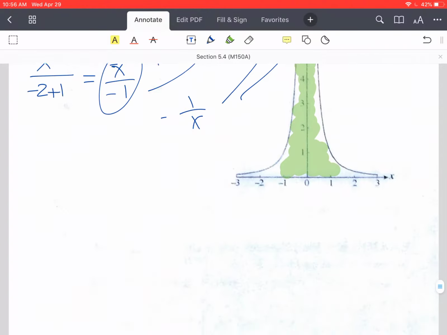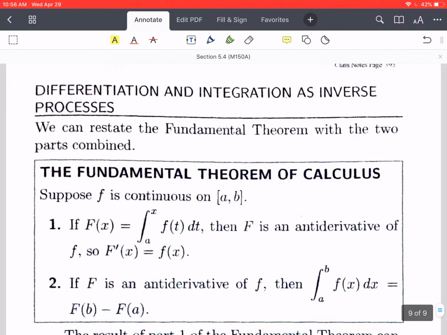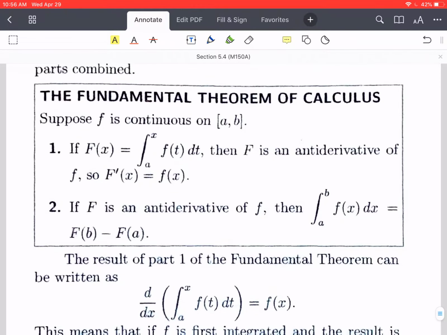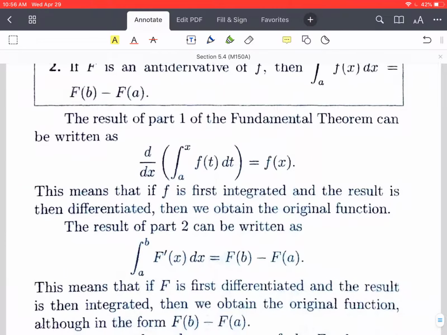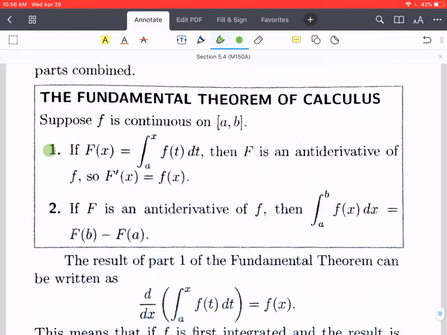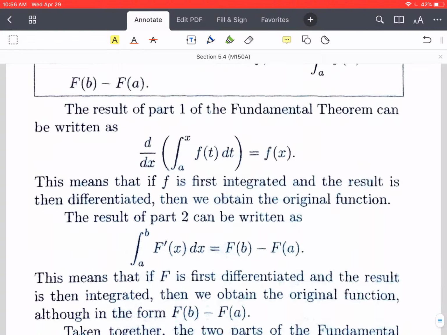Okay, and then our last page here. Differentiation and integration are inverse processes. I kind of already touched on this a bit. Here's part one and part two of the fundamental theorem, right? There's part one, taking the integral as a function here. And then part two, of course, taking an antiderivative here. What this fundamental theorem really does for us is it ties together the concept that derivatives and integrals are inverse processes. They undo each other.